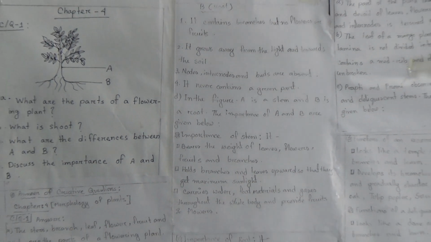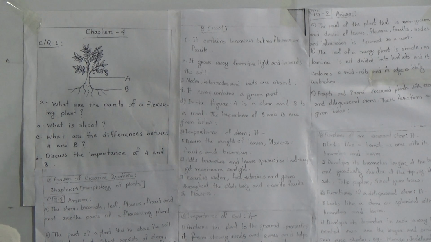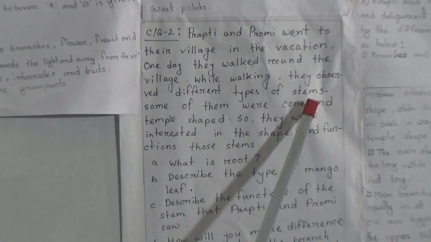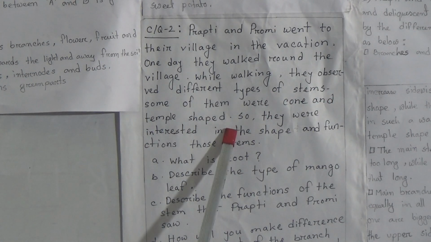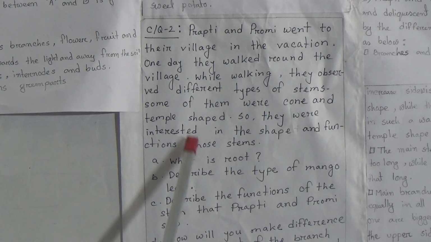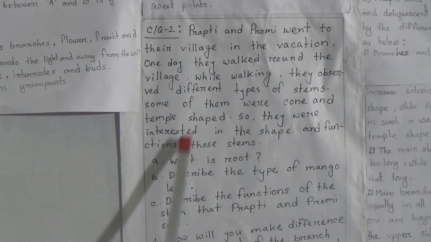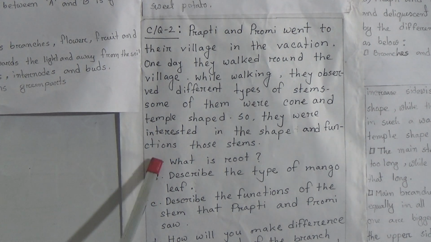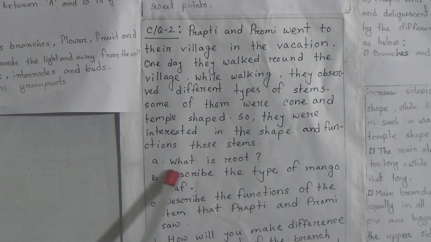Read the stem properly. Prapti and Promi went to their village in the vacation. One day they walked round the village. While walking, they observed different types of stems. Of them, some were cone and temple shaped. So they were interested in the shape and functions of those stems.